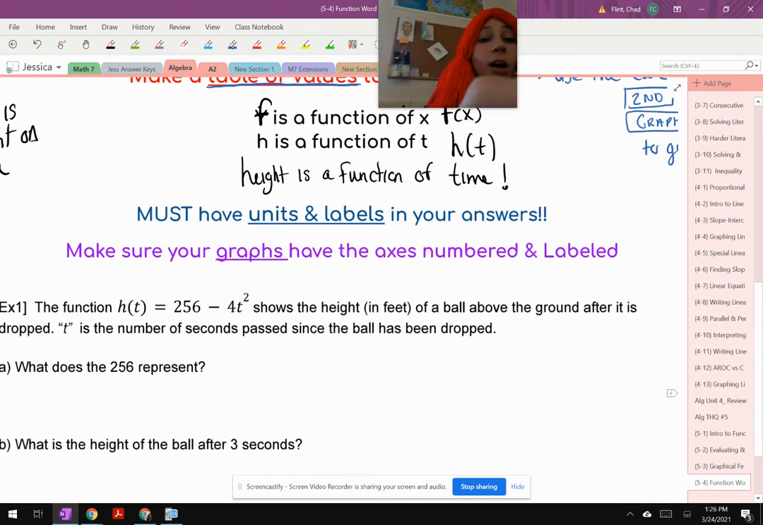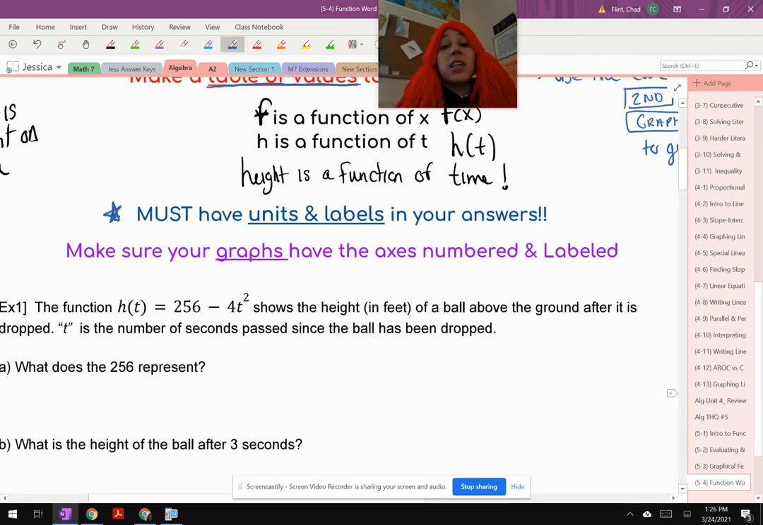Another thing, because we're talking about real life situations, the most common one you're going to be seeing is like if a ball is in the air, something's dropped off the top of a building, a rocket is shooting in the air. You need to have units and labels. Make sure you're labeling everything. These aren't just going to be 200 anymore. It's going to be 200 feet off the ground.